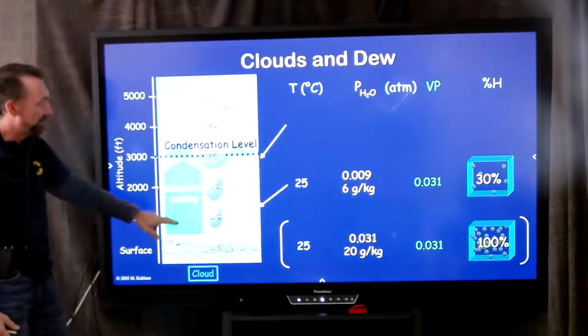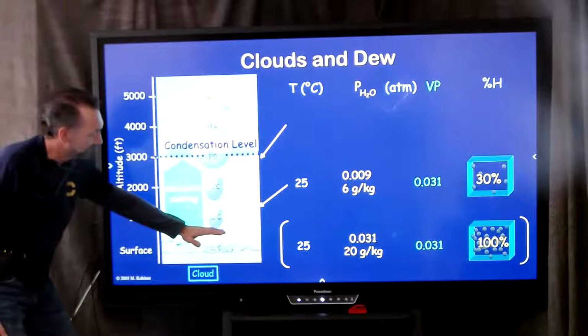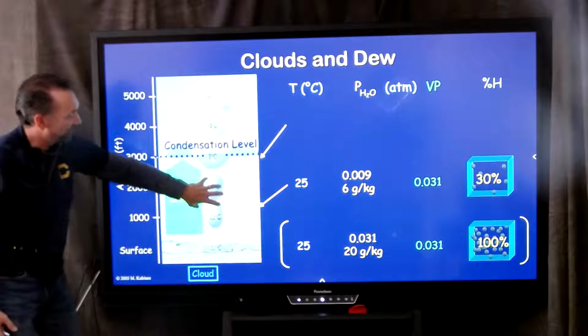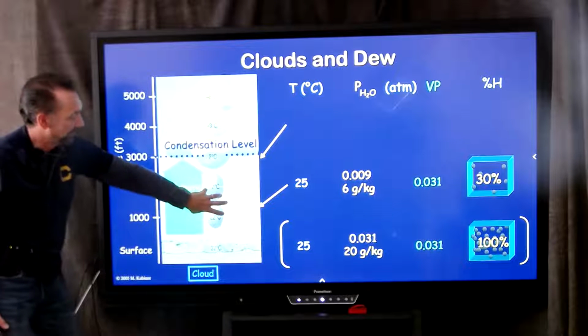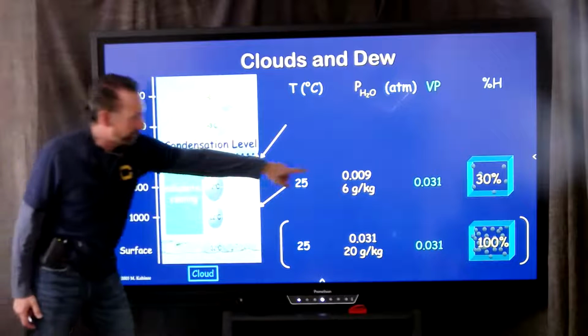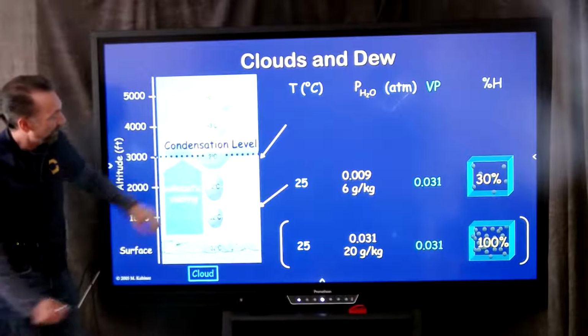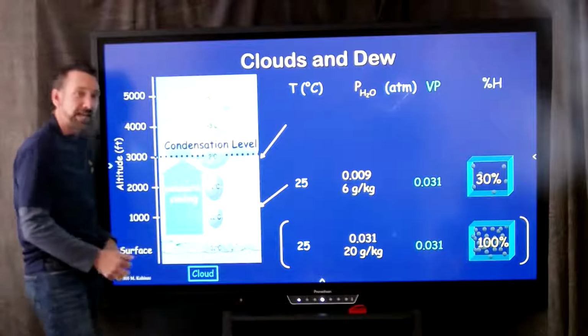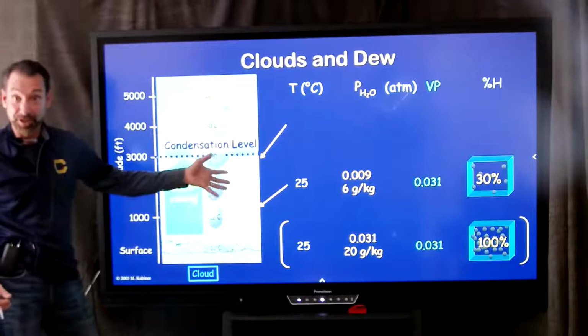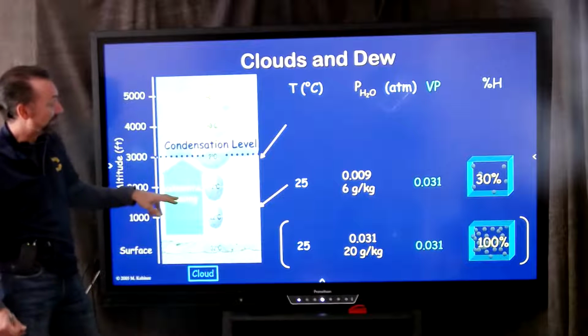If I continue to go up in the atmosphere, so that mass of gas rises through the atmosphere, that mass of gas is carrying water with it, 30% humidity, it's carrying that water with it, and as gases rise in the atmosphere, they cool. It's called adiabatic cooling. We're going to talk about that in a few minutes.